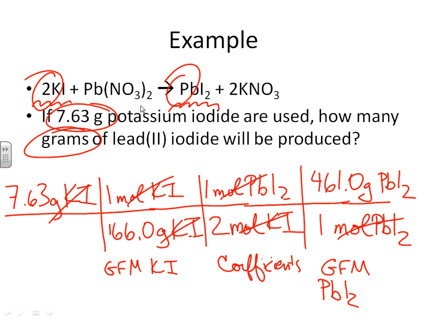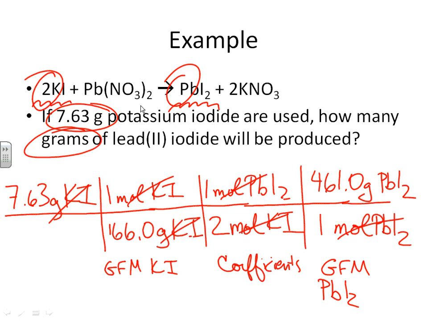You'll see this mass problem. Start with the gram formula mass of the thing that you're given, get moles. Second step, turn moles of the thing that you're given into the moles of the thing it's asking about using the coefficients. Third step, if it's asking for mass, take that moles, turn it back into mass, but of the new thing, a different gram formula mass.